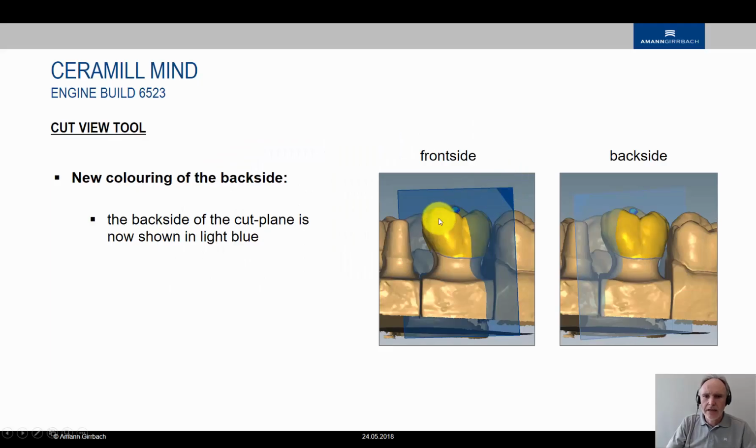The plane shown during the cutting process now has two colors. We have a front side and a back side color. You see the front side a little darker and the back side a little brighter. It's easier then to handle.